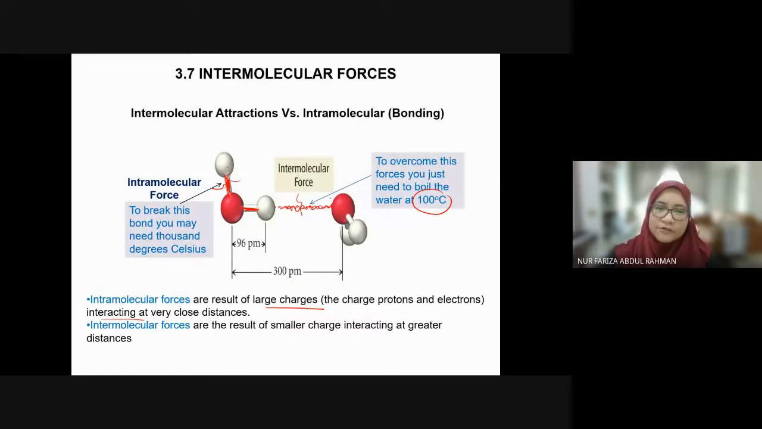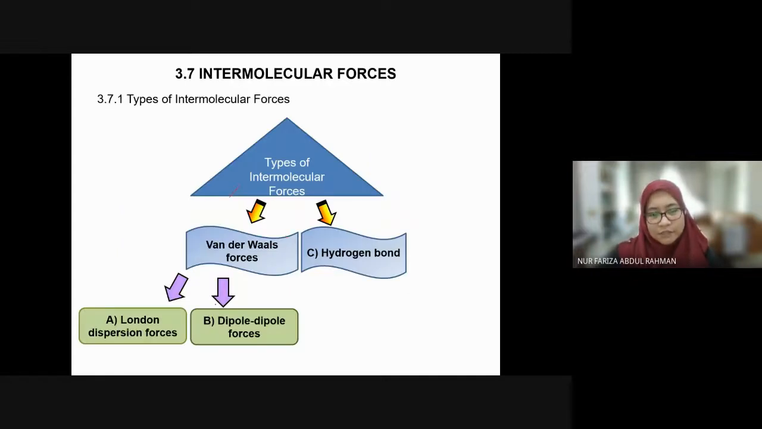Intermolecular forces, on the other hand, are the result of smaller charges interacting at greater distance. The distance can be far apart compared to the bonding earlier. This is slightly negative, this is slightly positive, so they attract one another. There is a force between them, and that is what we call intermolecular forces. Due to this, it is weaker compared to the intramolecular forces.